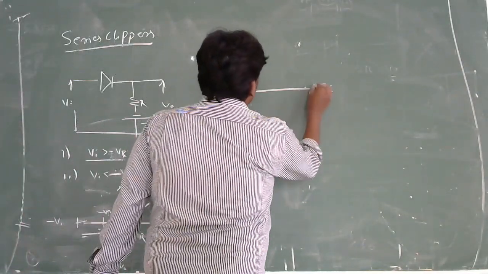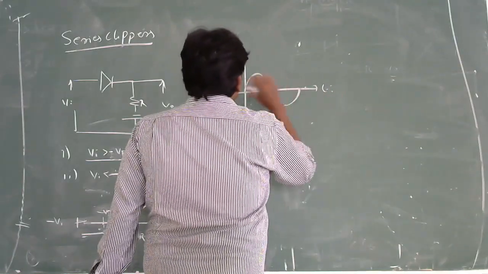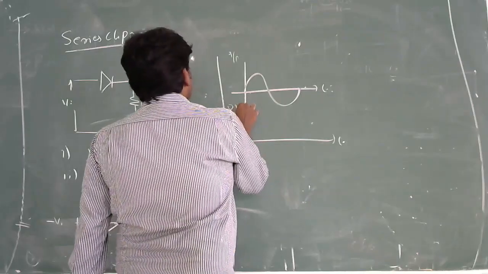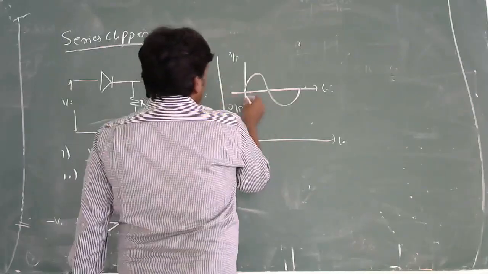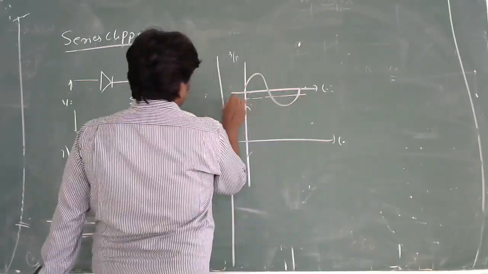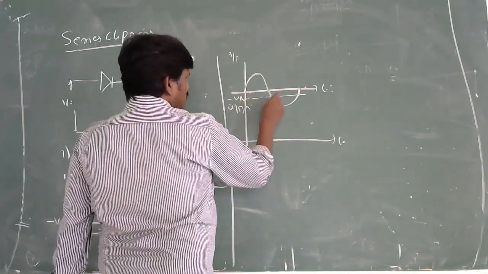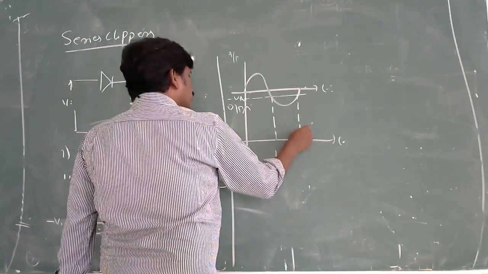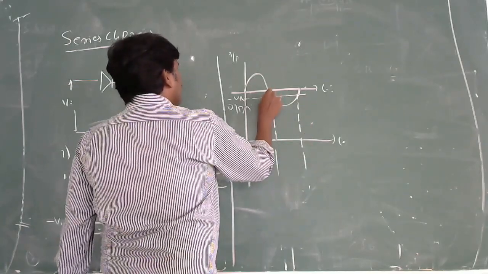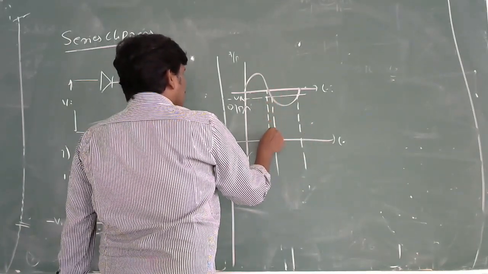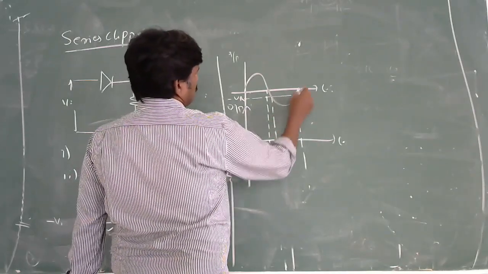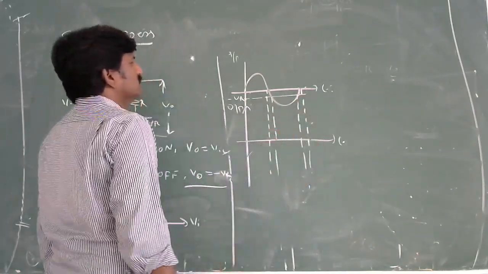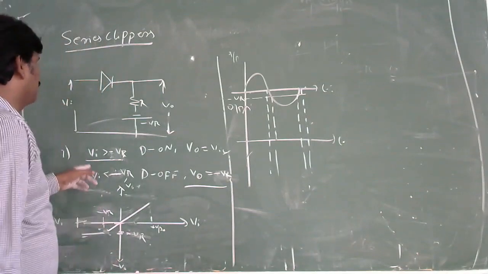take the graph corresponding to the input, positive cycle and negative cycle, and output. We have to take the output. Then what is the reference voltage? Negative reference voltage. Then you have to take the corresponding point. This point only you have to observe. There you can find the change of the conduction action of your diode. Then you have to understand the first condition.